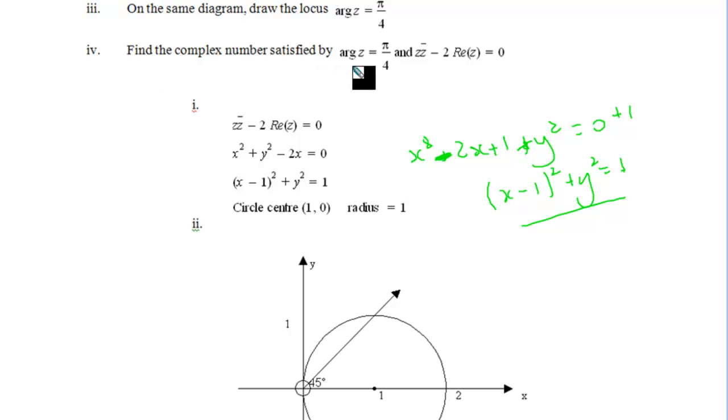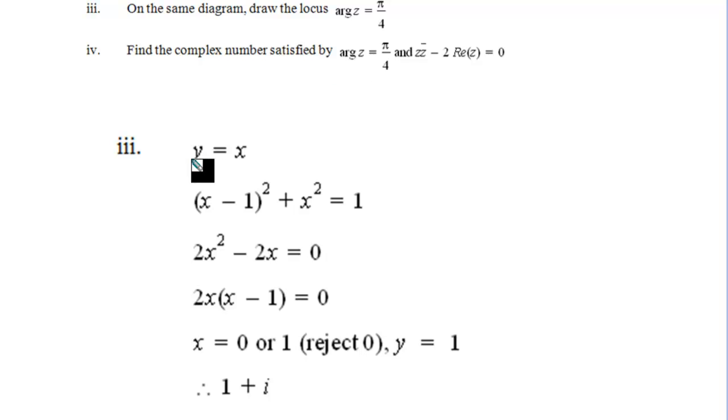Now find the complex number that satisfies both of those. So really, we're looking at what that point is going to be. You can see the circle meets the origin there, but that's not going to be a point because the ray doesn't include the origin. To do that, we know y is equal to x, because that would be the equation of the argument of Z equals pi on 4. That's the line there.